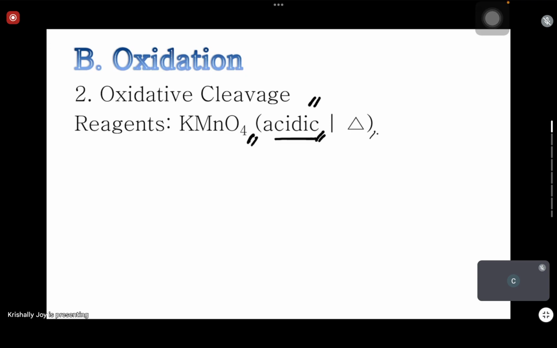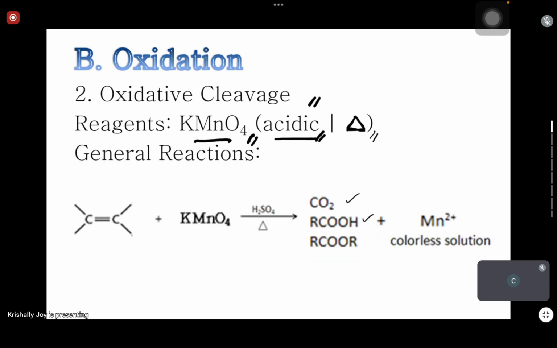Okay, plus, there should be an application of heat. Yung triangle na yan, that is the symbol ng application of heat. There should be heat being applied. So again, this oxidative cleavage occurs when the alkene is treated with a strong oxidizing agent, for example potassium permanganate, and the environment should be acidic and hot. The products will now vary. Okay, so these are possible products na pwede nating ma-obtain kapag oxidative cleavage.